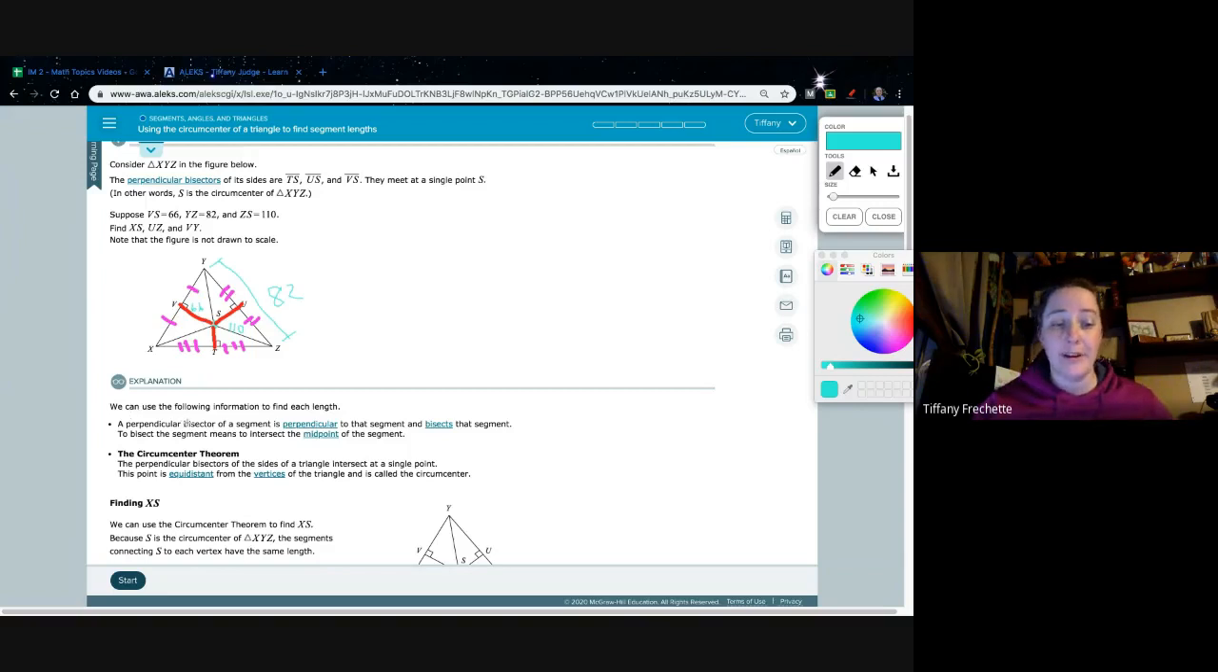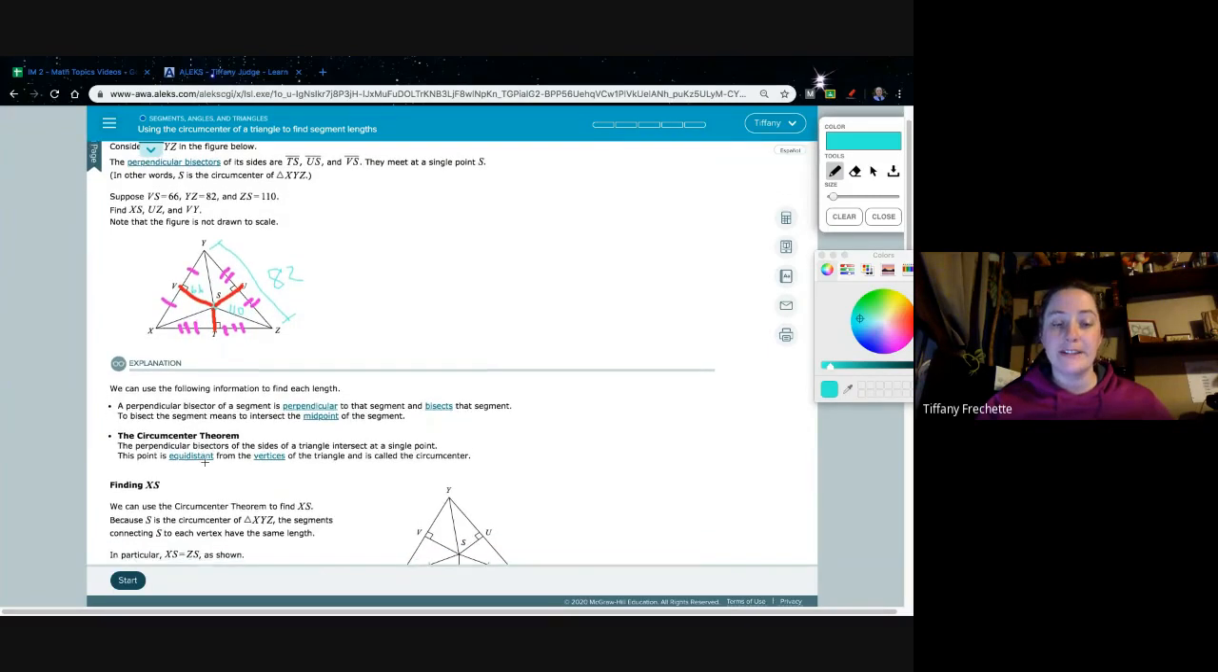So if you didn't know what perpendicular bisector was, it defines it real quick. A perpendicular bisector of a segment is perpendicular to the segment and bisects the segment. To bisect the segment means to intersect the midpoint of the segment or cut it in half. Okay. So if you didn't know what that meant, it gives you the definition right there. All right, so the circumcenter theorem says the perpendicular bisectors of the sides of a triangle intersect at a single point. This point is equidistant from the vertices of the triangle and is called the circumcenter.